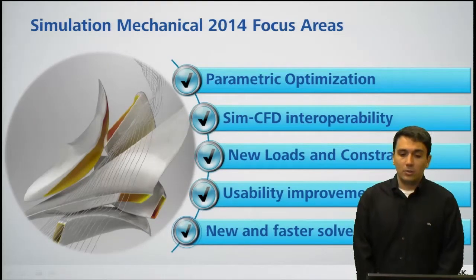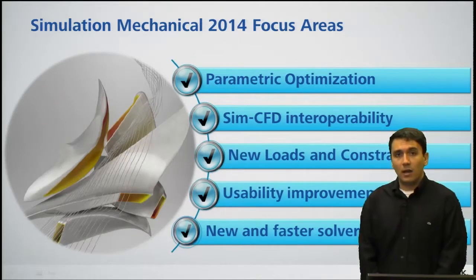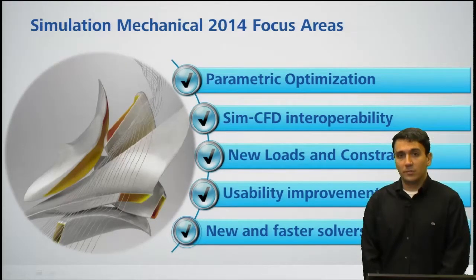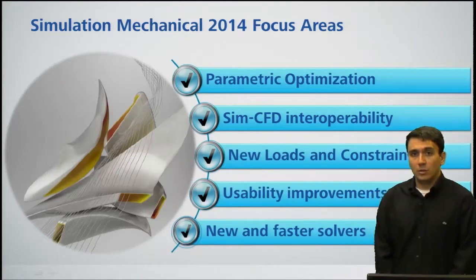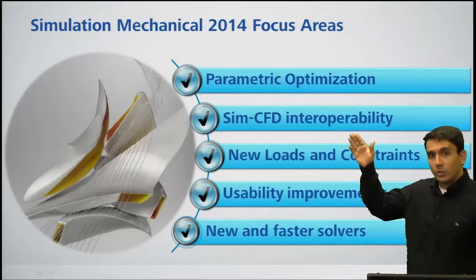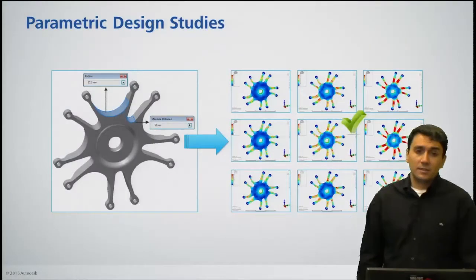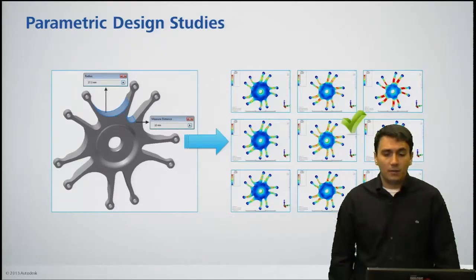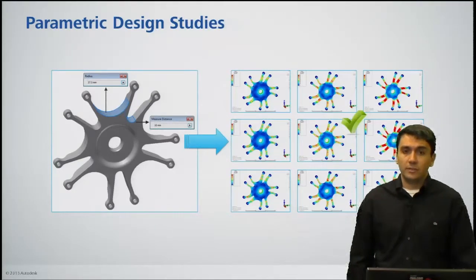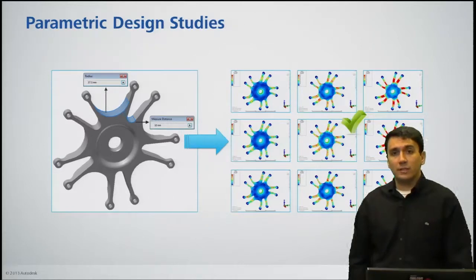Now, let's take a look at some of the highlights of how Autodesk Simulation Mechanical stacks up on these projects. In the subsequent videos, you will be able to focus on each one of these projects and many more benefits that the 2014 delivers. Parametric design studies is a new functionality we've implemented for linear static stress in the 2014 release for models built using Inventor.